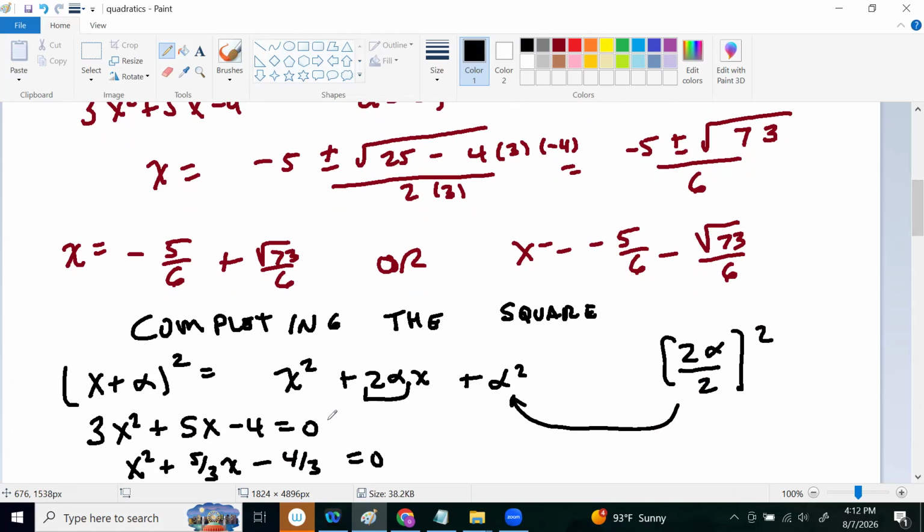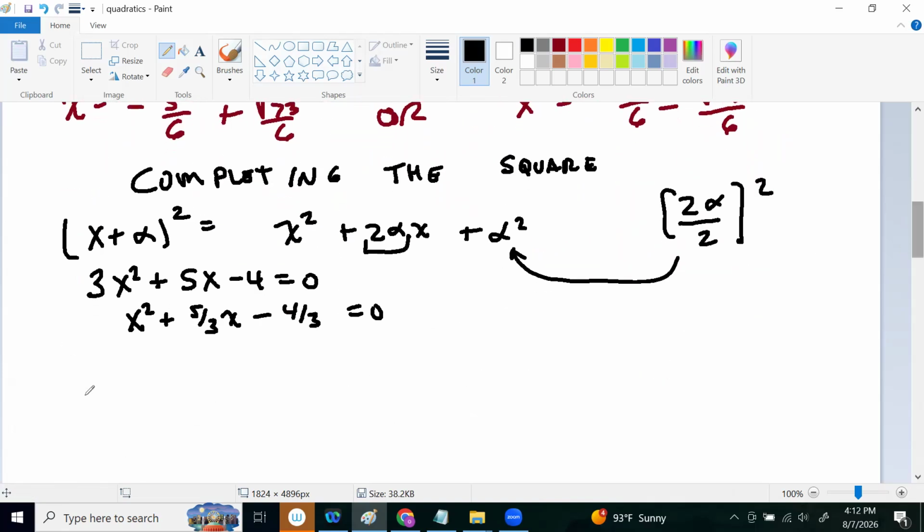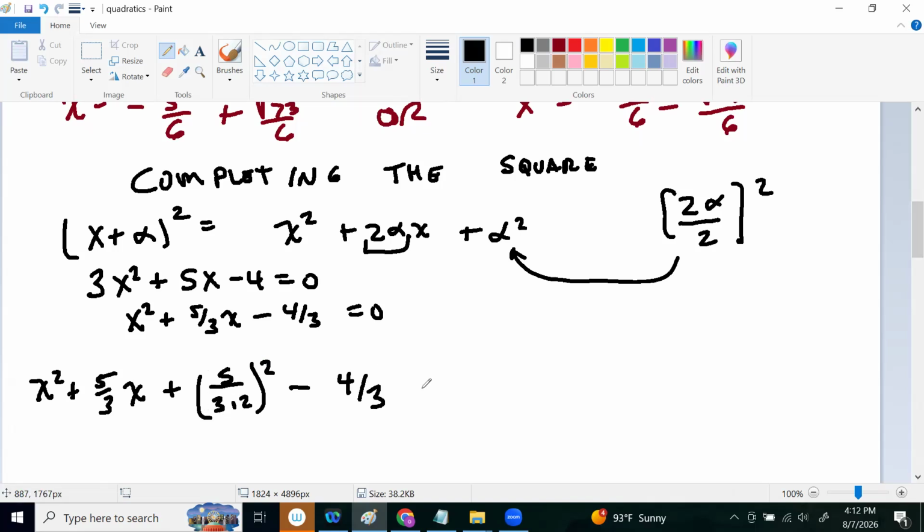And notice if you divide both sides by 3, that doesn't change. Now, let's take this x squared plus 5/3 x. Now let's take this, divide it by 2, and square it. But because we added this, we better subtract it as well so as not to change the equation.